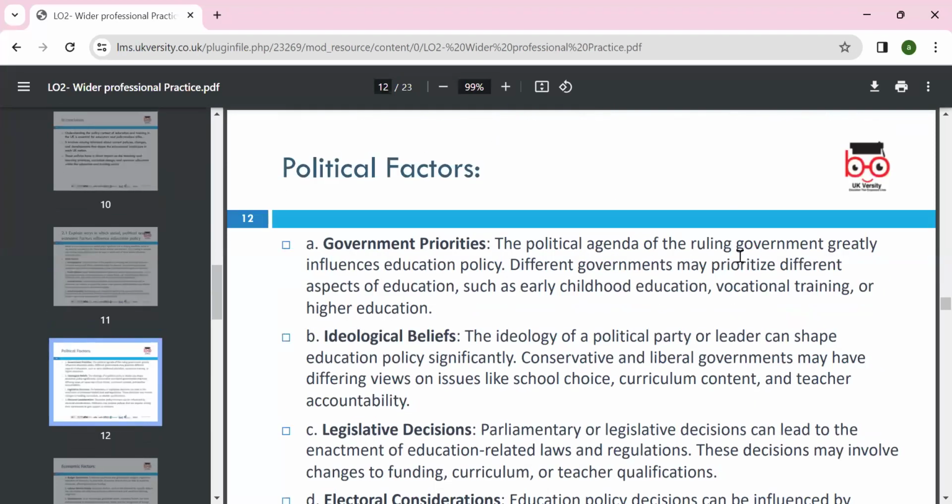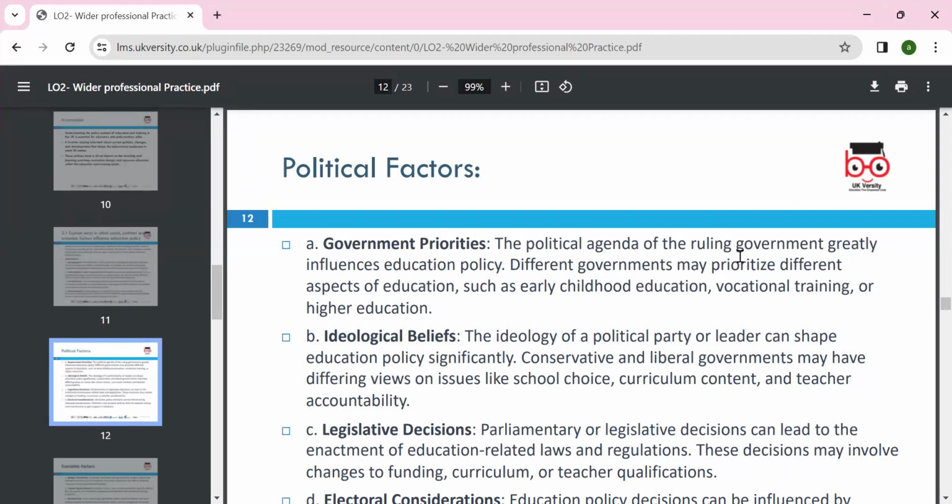Okay. And then we can look around political factors, of course: government priorities and different political agendas. Maybe like school academies, and then grammar schools, where anyone has the opportunity to go to these grammar schools. In the past, these used to be paid ones. So everyone is provided equal opportunities in a way.